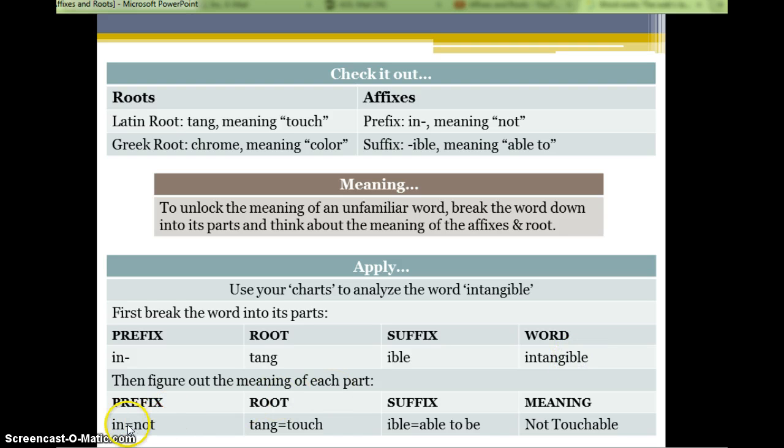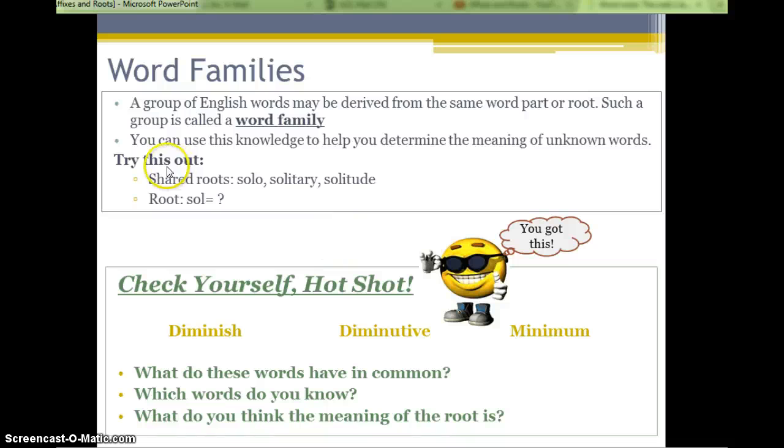Now, let's add it all up. In is not, tang is touch, IBLE is able to be. So to be intangible means to be not touchable. Pretty easy stuff. All right, so it's easy to remember this if you remember also that there are word families or root families. So these roots don't only mean what they mean in the one word that we talked about. If you see solo or soli, solitude, solitary, solo, that means alone. And it's always going to be alone when you use it as a root word. That never changes.